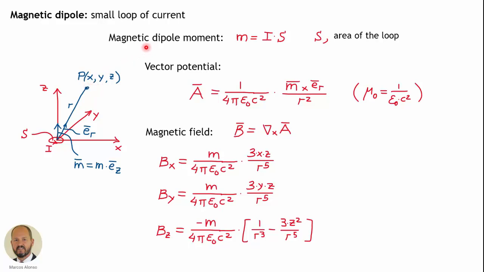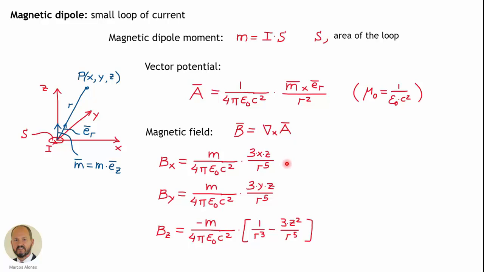For this, we define the magnetic dipole moment, M, which is the product of the current times the area of the loop. For the magnetic dipole, we can calculate the vector potential. We can see this in Feynman's book. So this is the expression of the vector potential, and from it we can get the magnetic field by calculating the curl of the vector potential.